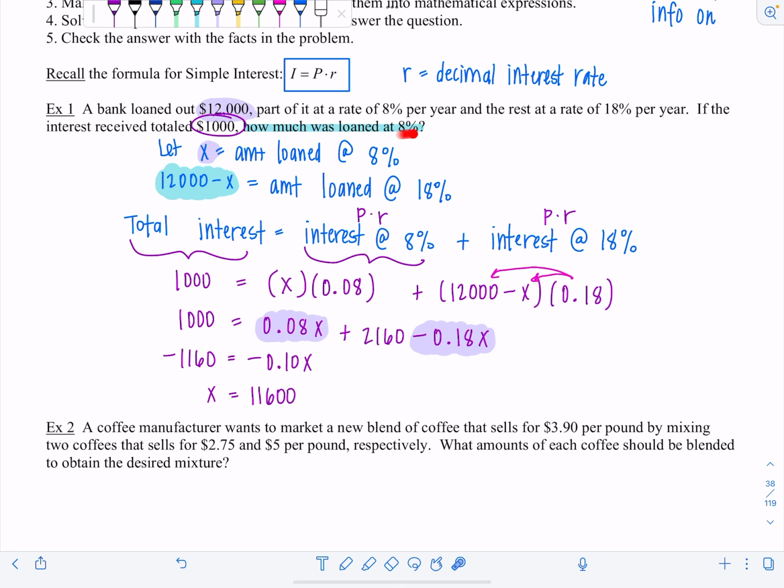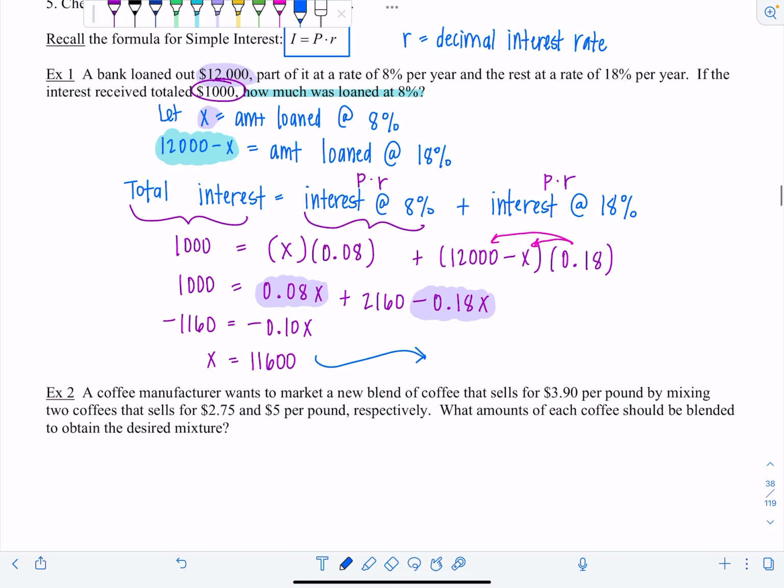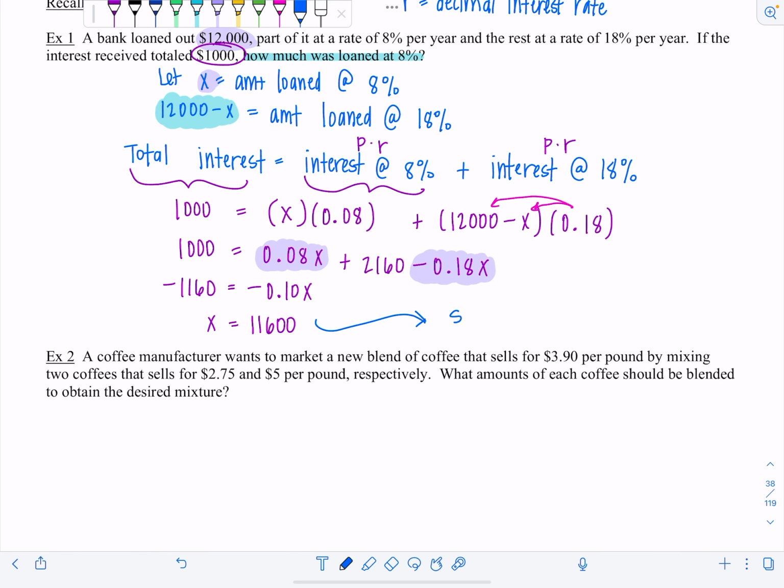How much was loaned at 8%? And I found x, and x is the amount loaned at 8%. Oh, look at us. And that's all they wanted. Then we're done. Just write it out nicely. So $11,600 was loaned at 8%.